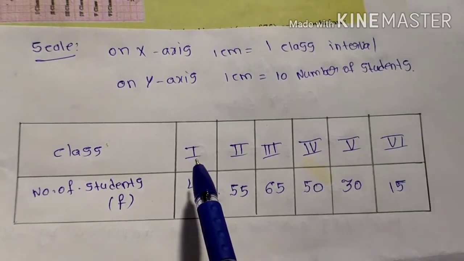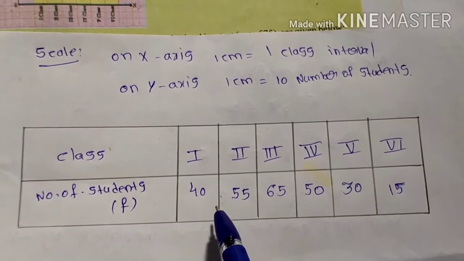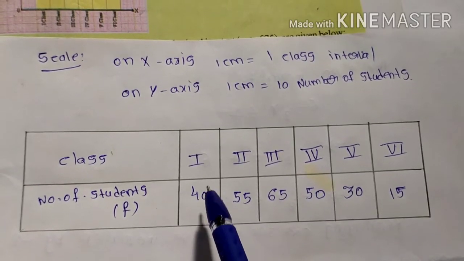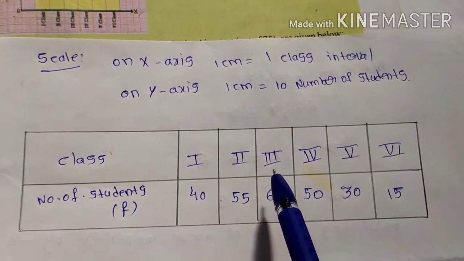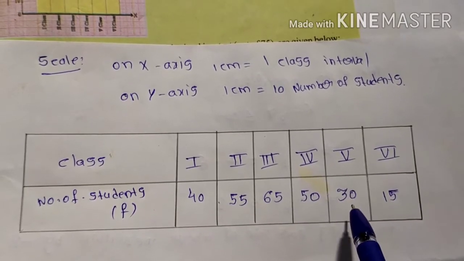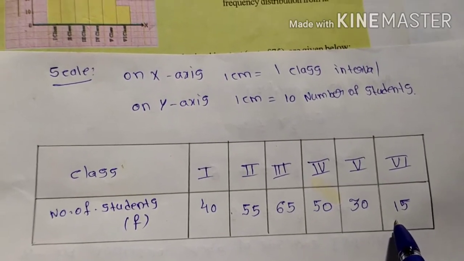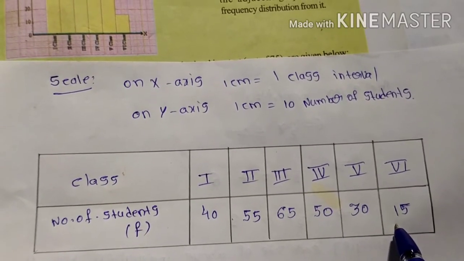This is your frequency distribution table. Here classes first, second, third, fourth, fifth, sixth. You can mention here how many students are available. First class 40, second class 55, third class 65, fourth class 50, fifth class 30, sixth class 15 students. This is your solution from the given diagram.